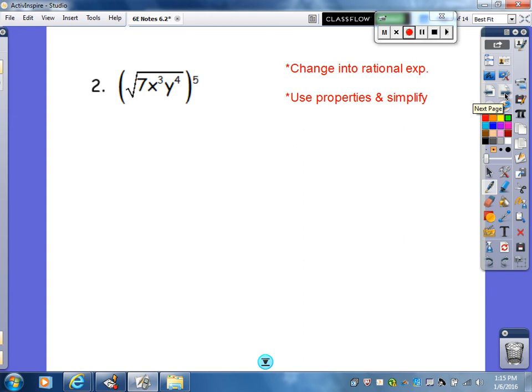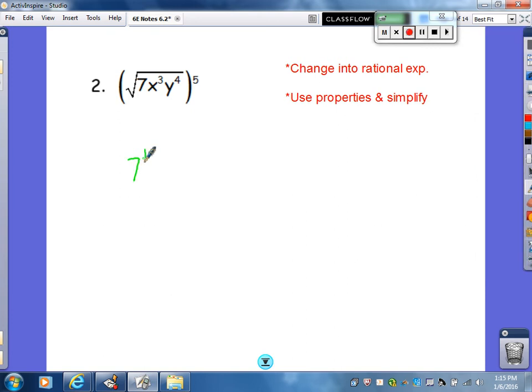All right, 7. So first of all, look at this coefficient 7. We can't break down 7. Okay, so we're going to have 7 to the first power. All right, we're going to change here again, change into rational exponents. So I got x to the third, y to the fourth. All right, that was a square root, which becomes 1/2. I already had the 5 out there.